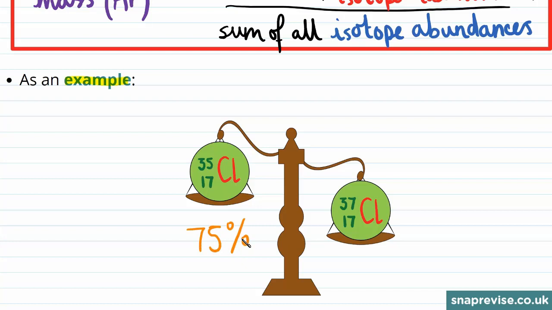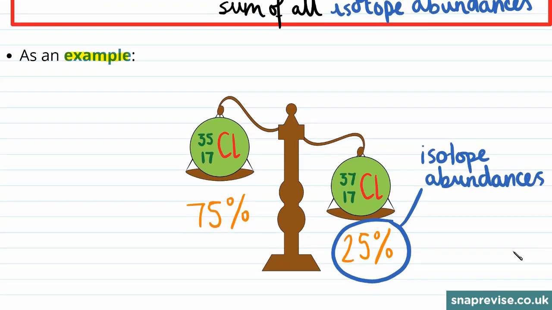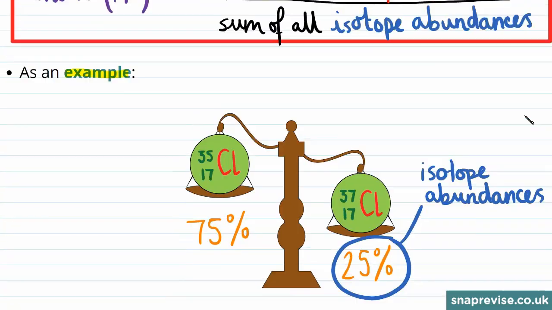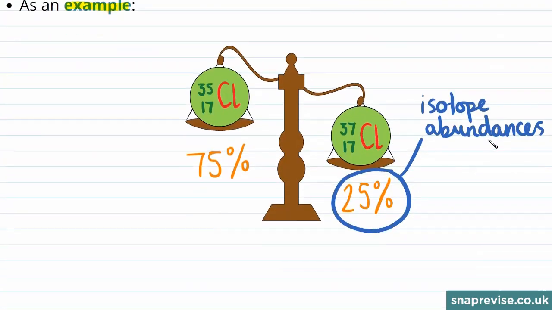We said that 75% of all chlorine atoms have a mass number of 35 and that 25% have a mass number of 37. These percentages are known as our isotope abundances, telling us about the relative amount of each isotope that is naturally present within our samples of chlorine atoms. If we look at our formula for calculating the relative atomic mass, we can see that we have all the information that we need in order to calculate the relative atomic mass of chlorine.